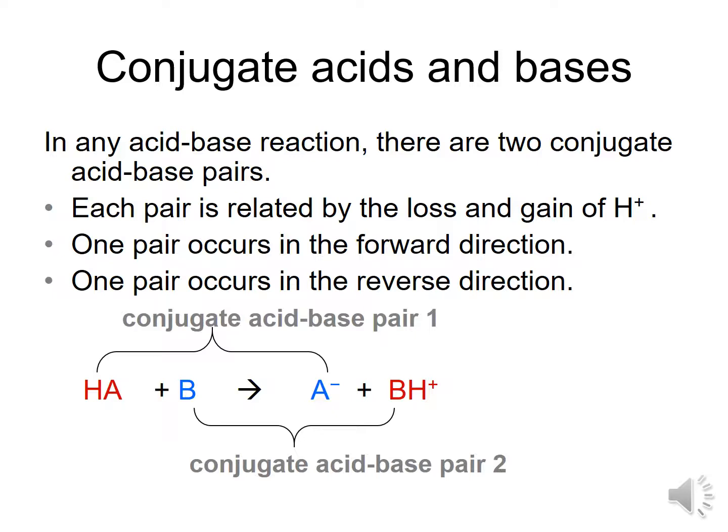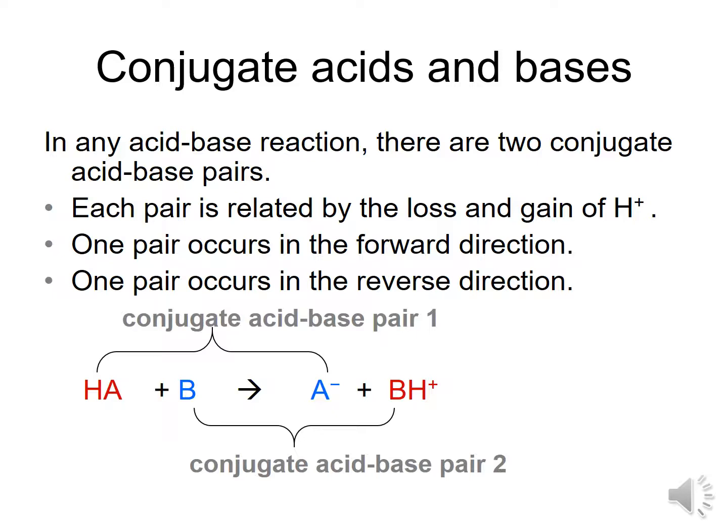So we say, for example, the reaction below is HA makes A minus. So HA is the acid, it's got an H plus it can lose. A minus is a base, it could gain H plus and form HA. So HA is an acid, A minus is a base. That's a conjugate acid-base pair.